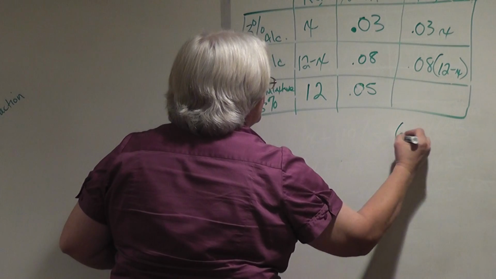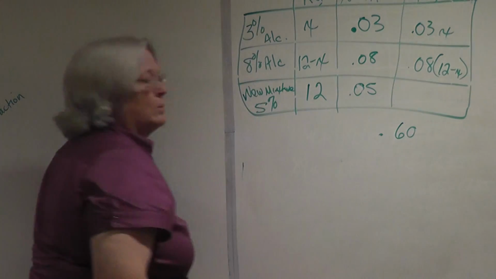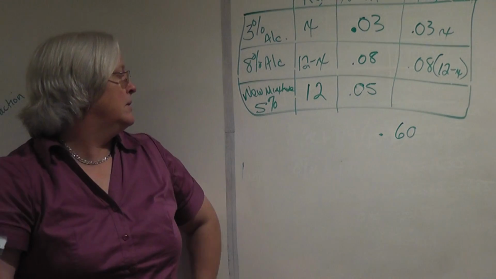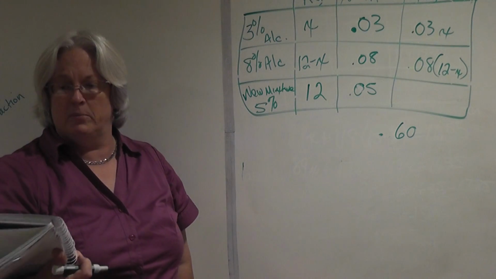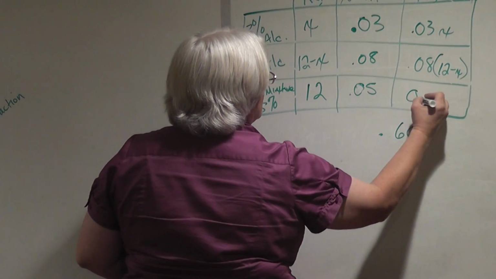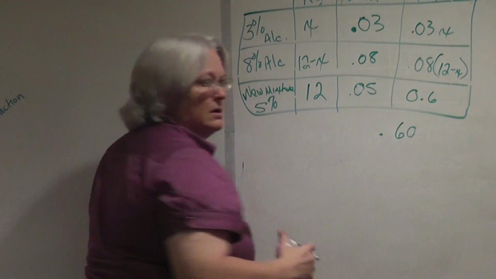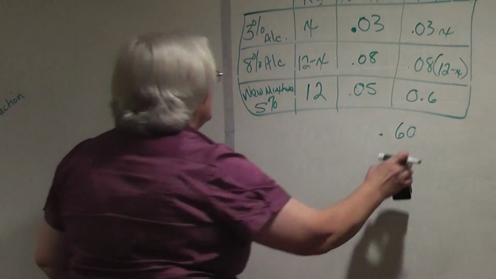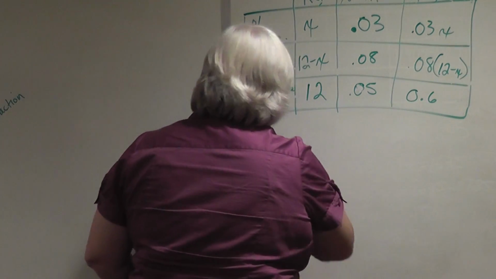And then kilograms of alcohol in our 5% solution is an easy one. 0.05 times 12, that's 60. We're going to move the decimal point 2 units. And we have 0.6 kilograms, just so that we're real clear with what we're doing. Now we have our chart filled out.